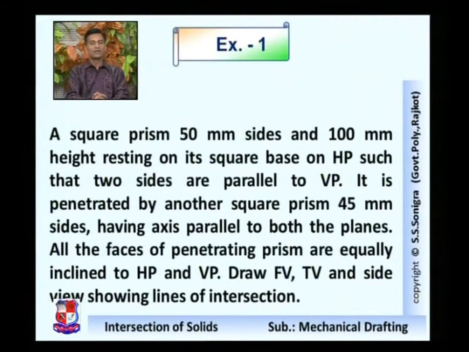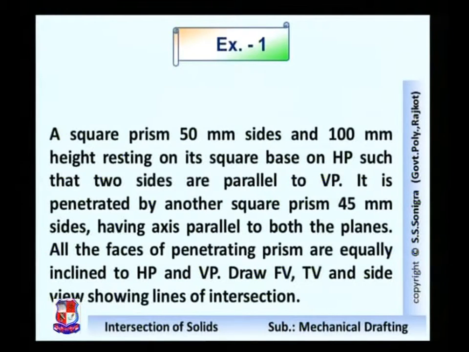Now after that, in the second line it is given that this square prism is penetrated by another square prism having side length 45 mm and axes parallel to both the planes. So whenever it is given that the axis of any solid is parallel to HP and VP, meaning both the planes, in that case we have to draw its side view first. In side view it should be drawn in such a way that all the sides make an equal angle with XY line, that is 45 degrees in case of a square. So let me draw this problem.